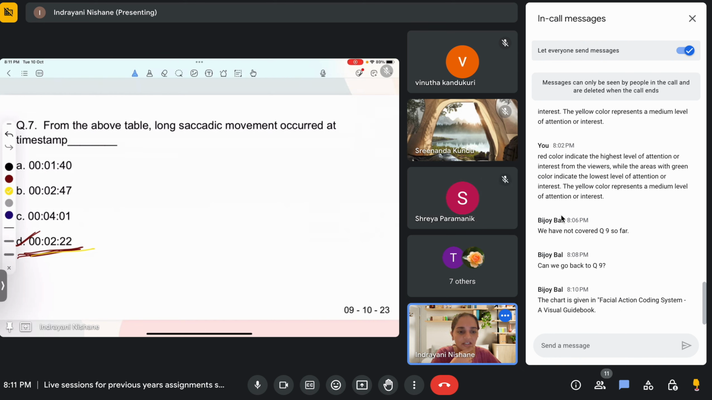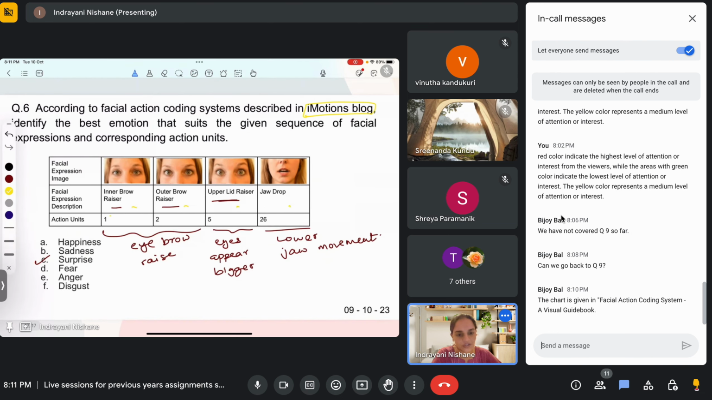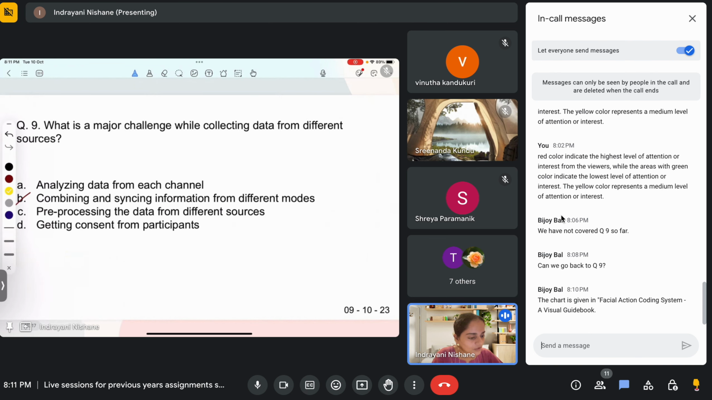Bijoy ji has mentioned that in the Facial Action Coding System visual guidebook there is a chart given showing which expressions to consider together to deduce which emotion. That will be a good preparation point. So Bijoy ji, coming to question 9, what are the major challenges? What is the exact confusion here? This challenge has been addressed in the lecture video also, that is, combining and syncing of information from different modes. I would like to know more so that we can have a specific discussion about that. You can unmute and talk or type in the chat box, whichever is suitable for you.